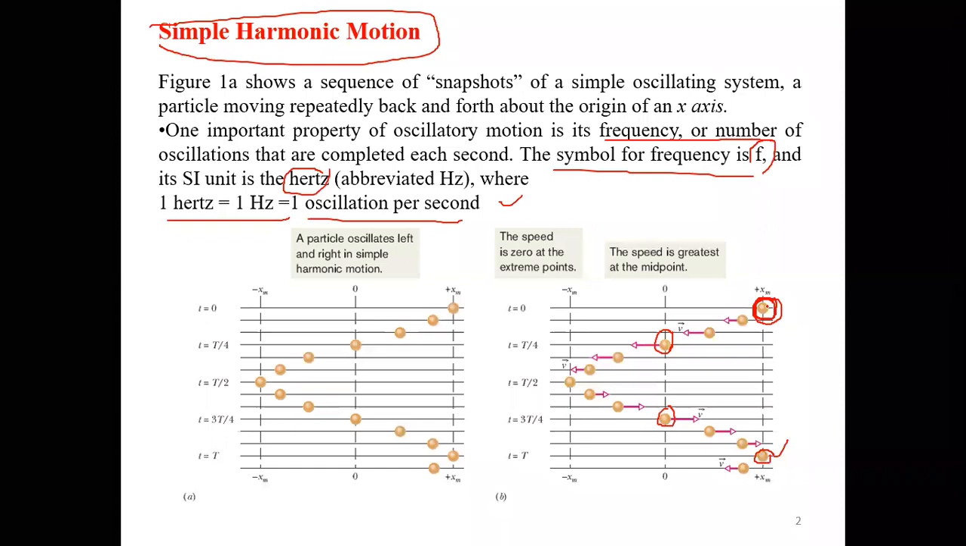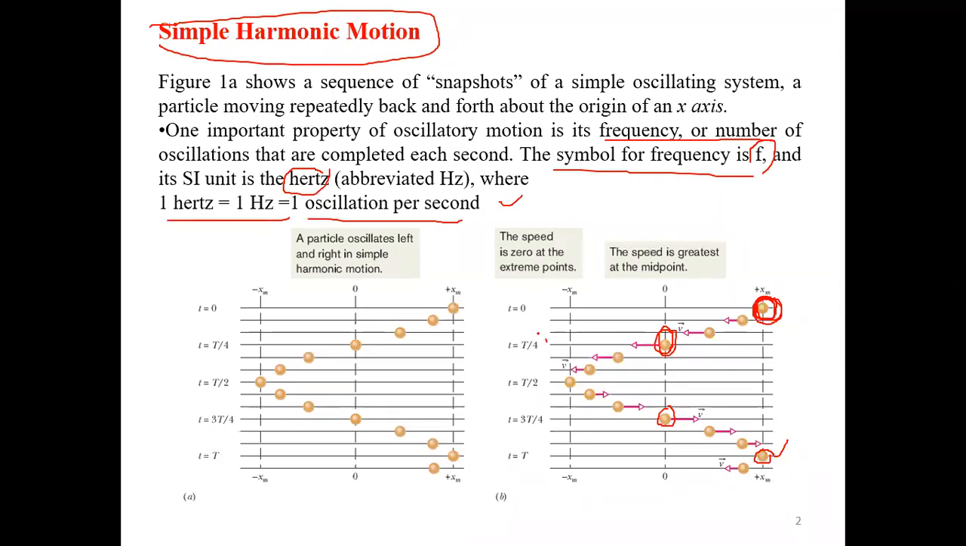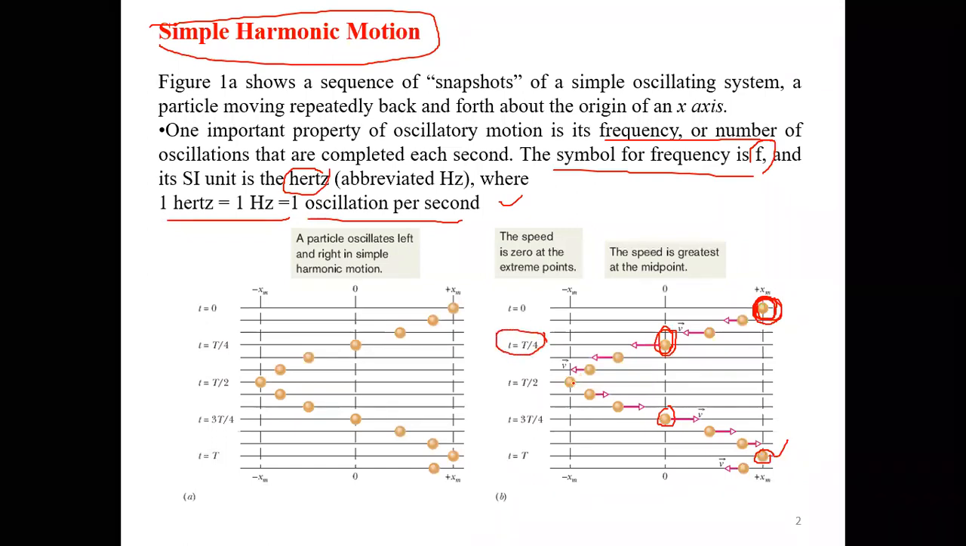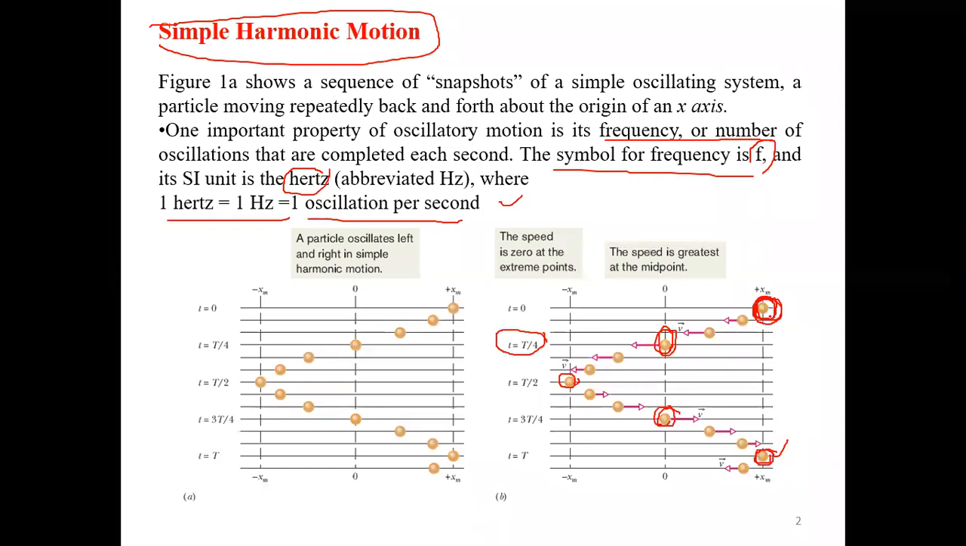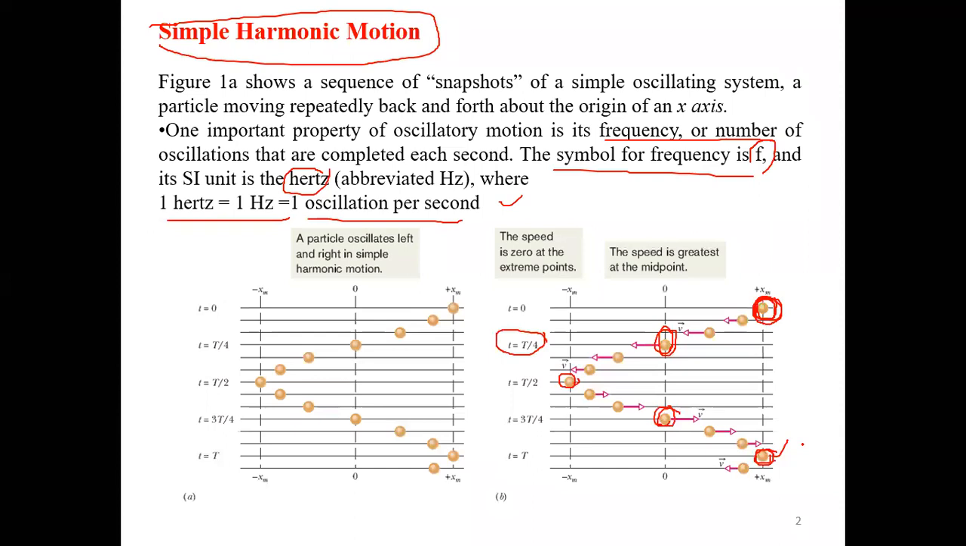Suppose this is 0 on your clock. When it arrives here, the time required is 1/4 of the period, so this is T/4. Here it is half of the period, here 3/4 of the period, and here it completes the full oscillation. The time required to move from here, go there and come back here is one complete oscillation. The time required to complete one oscillation is called the time period, and 1 over the time period is called the frequency of the particle.